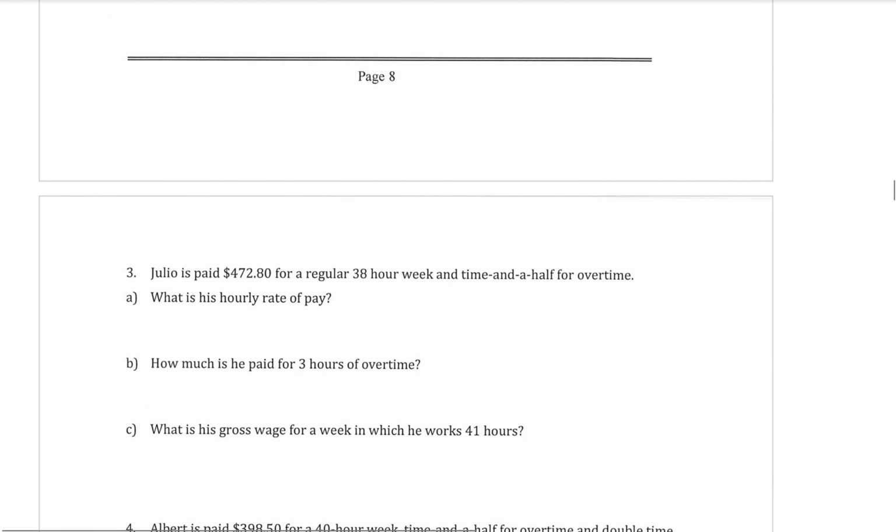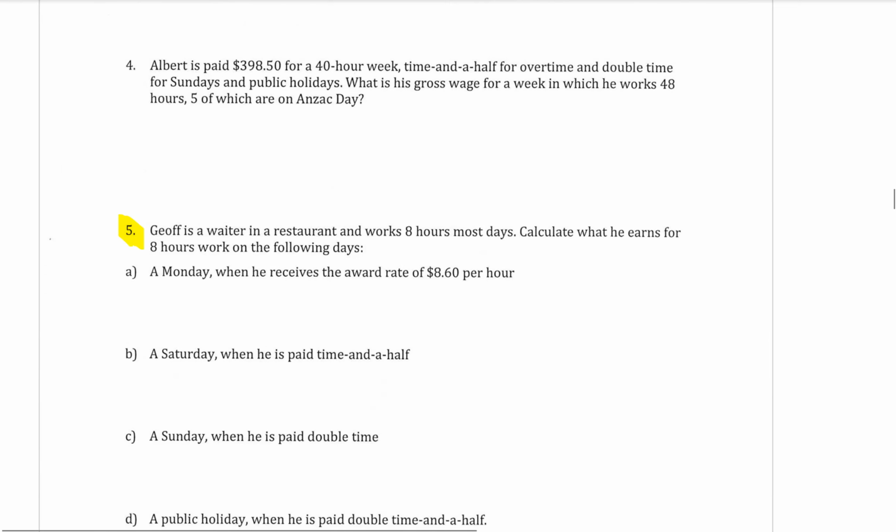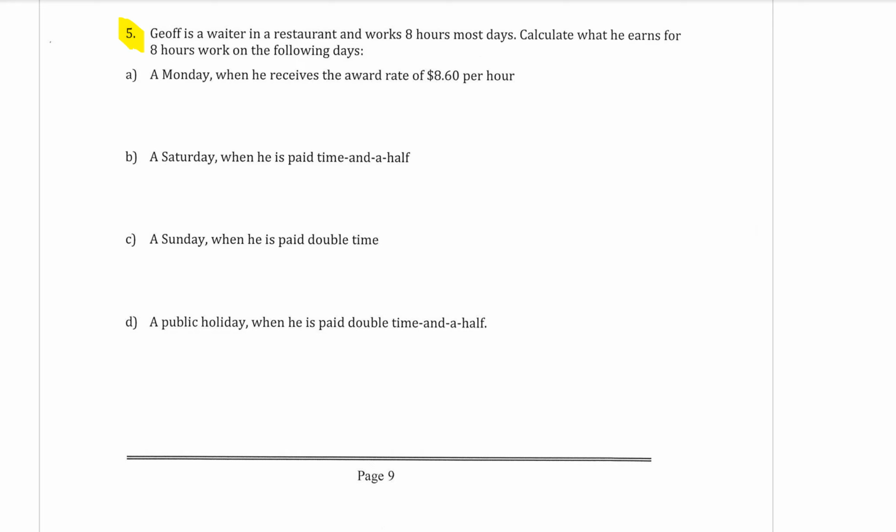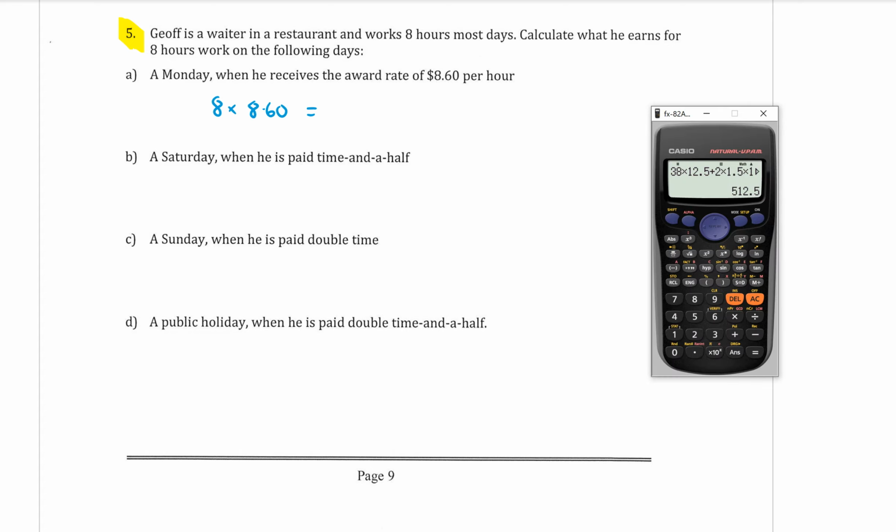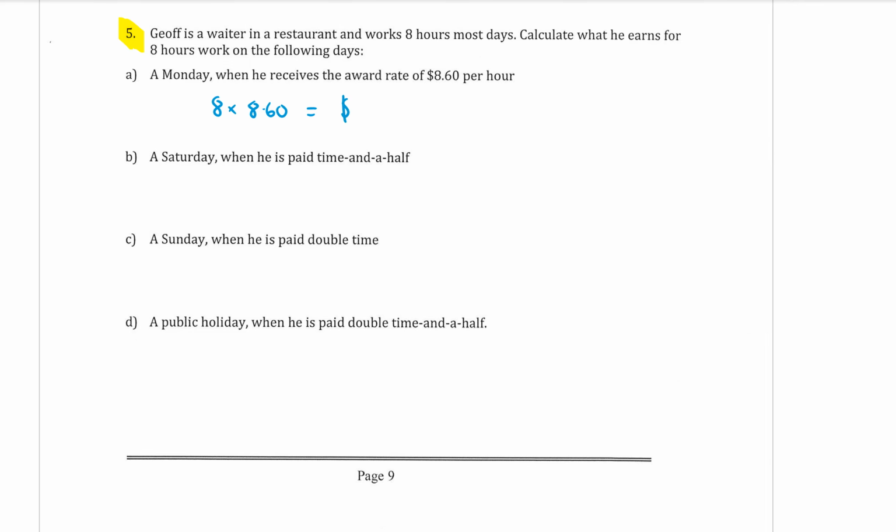Okay, so let's skip over a few questions down to question 5. Jeff is a waiter in a restaurant and works 8 hours most days. Calculate what he earns for 8 hours work on the following days. So let's just start with the Monday. So on a Monday, he receives the award rate of $8.60 per hour. So 8 hours at the normal rate of pay would be 8 times by $8.60. 8 times $8.60, he gets $68.80.